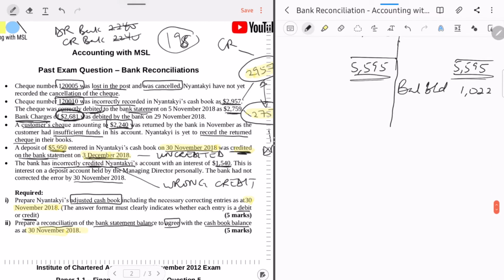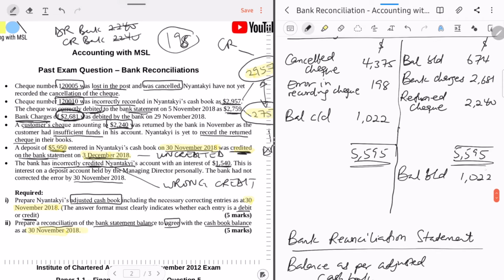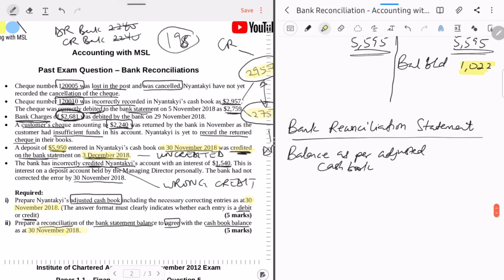So now let's go and do the bank reconciliation, which I gave you the template 2, right? So let's start. Balance as per adjusted cash book. Take a note here, we had a negative. If it's on the credit side, it means it's negative, right? So we use a negative figure here. Be careful. So we put here negative 1022.